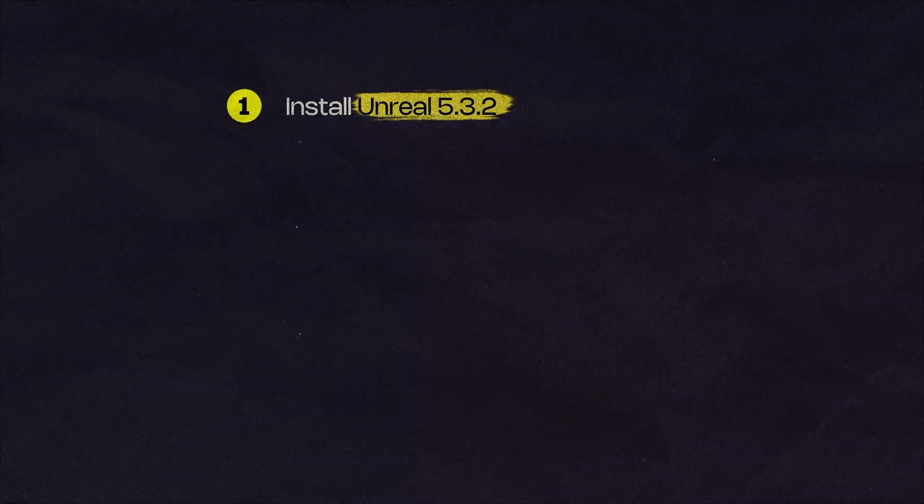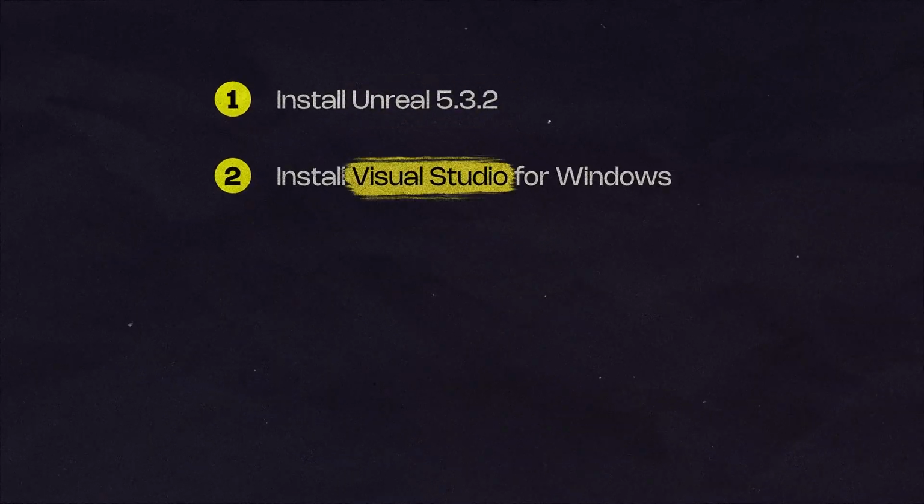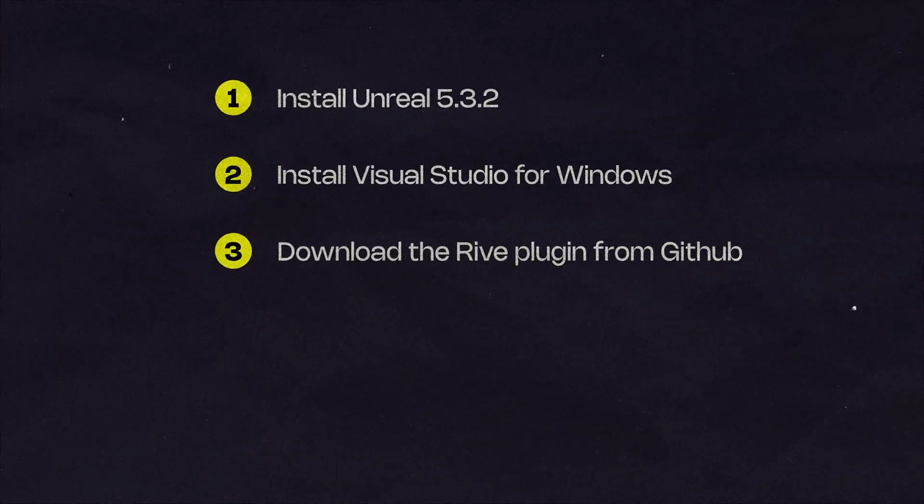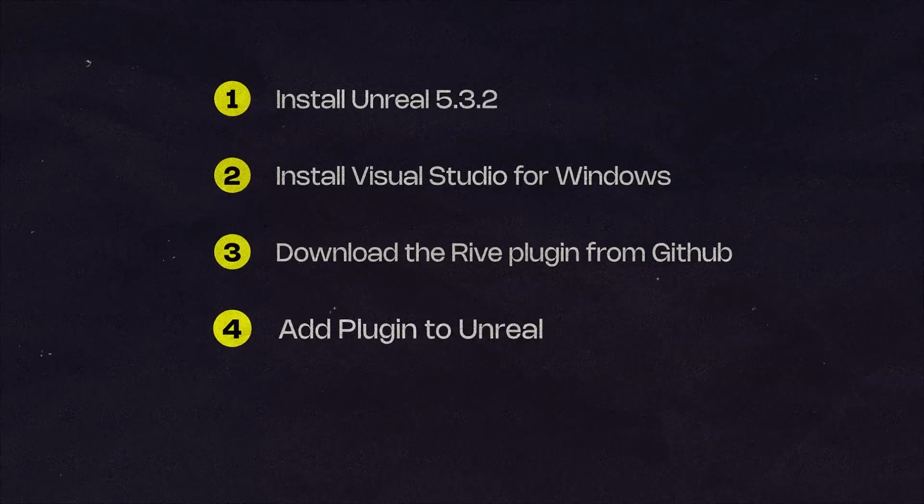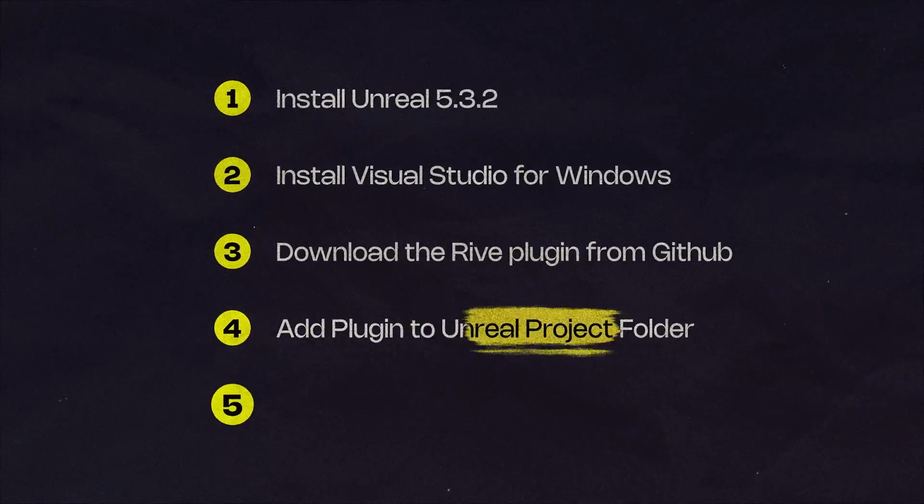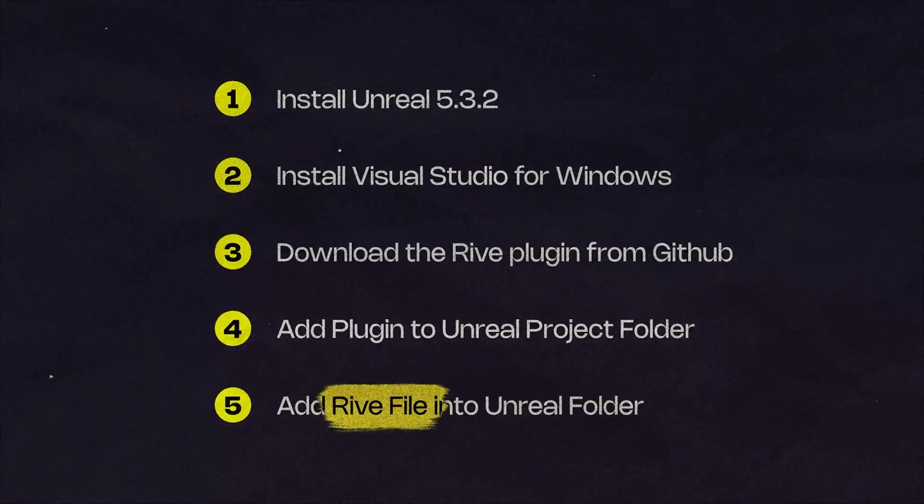Let's go to it. First, you're going to need to install Unreal 5.3. It's very important. Then you're going to install Visual Studio for Windows with some other steps. You're going to download the Rive plugin from GitHub, and then add this plugin into your Unreal project folder. And at the end, we're going to import the Rive file into the Unreal folder.